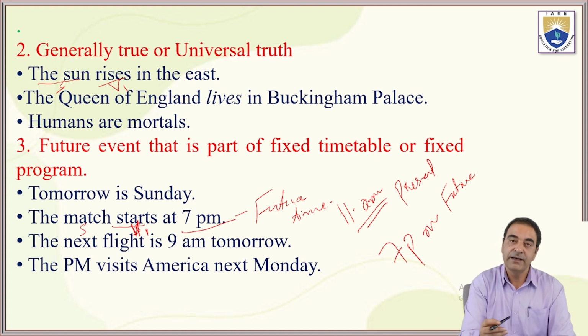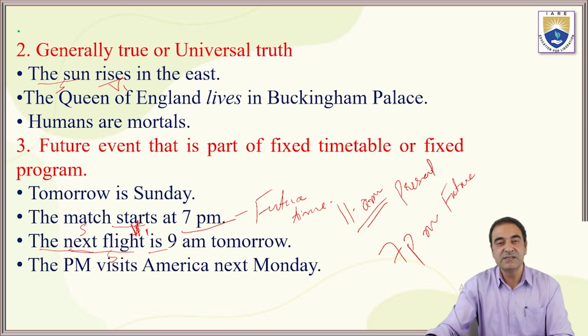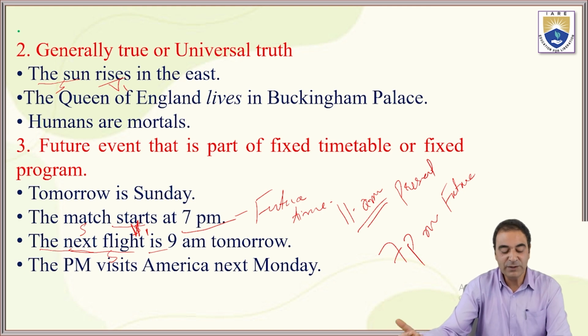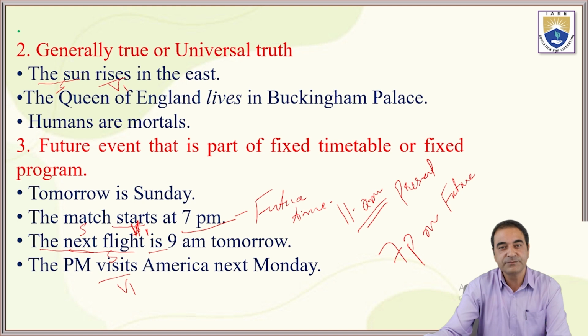Again, here we have the subject, the next flight, and the verb is, which is in present tense. Why? Because the time of this flight is fixed. It's a part of a fixed timetable. Or you can say, for example, the Prime Minister visits America next Monday. Here we have the verb in first form. Why? Because although this tense is simple present, the event is in the future. I'm talking about the future and in simple present tense. Why? Because this action is a part of a fixed program.